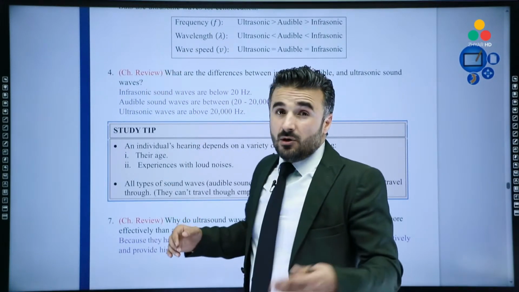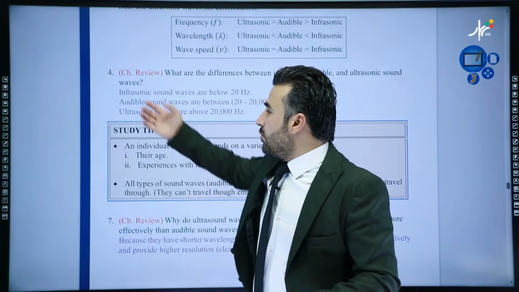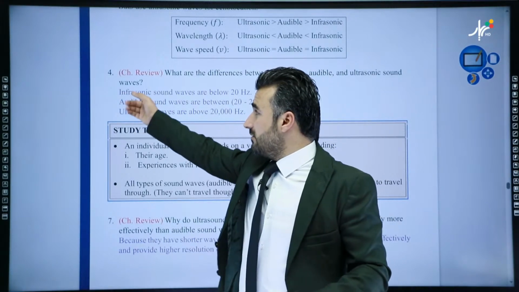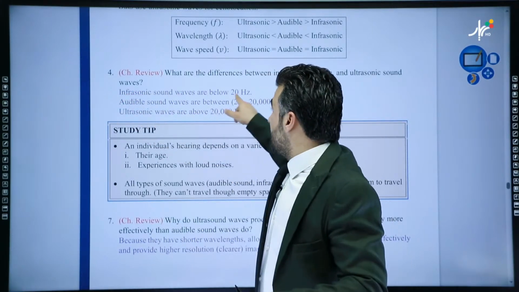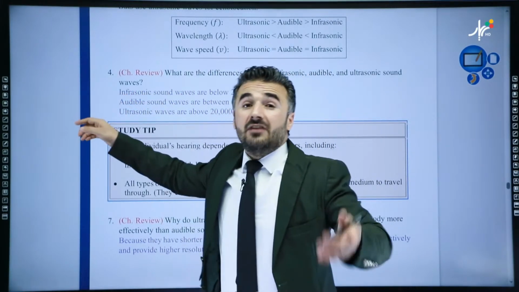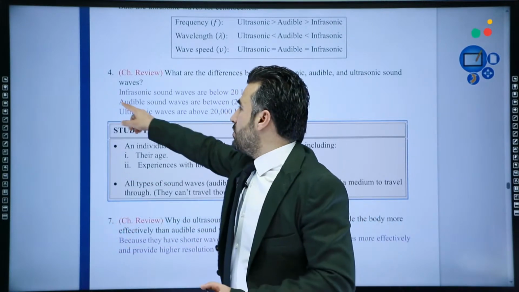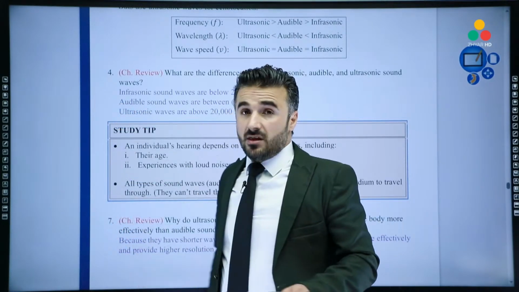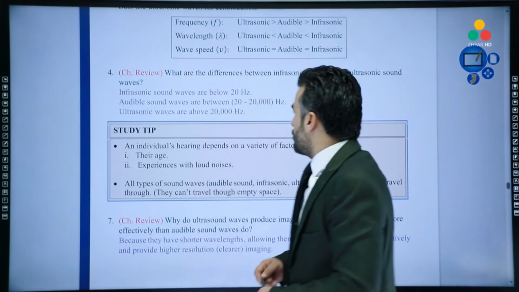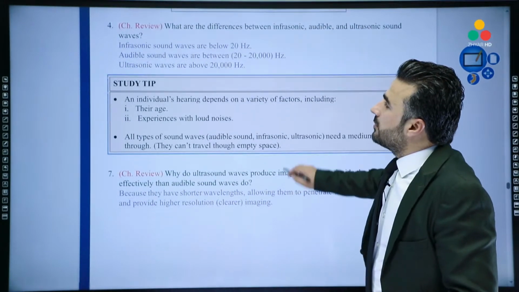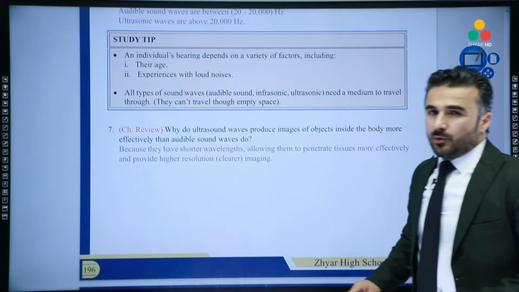But if we compare or contrast the wavelength, we can say the infrasonic has the lowest frequency, so its wavelength must be the longest. This one is in between, and of course the wavelength of ultrasonic would be the shortest compared to the other two. All right, now, remember we have a study tip.